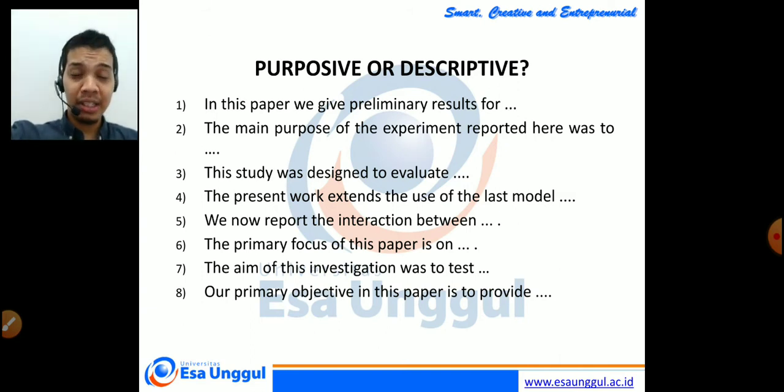You may answer those eight questions on the discussion forum, and you may discuss with other students whether number one is purposive or descriptive, number two descriptive or purposive, and so on.